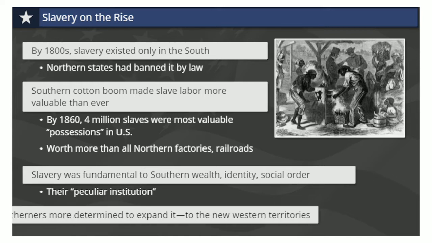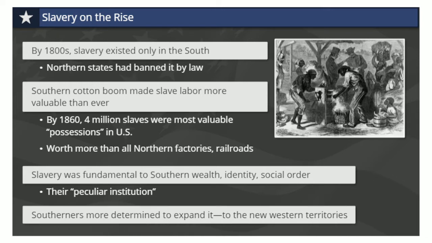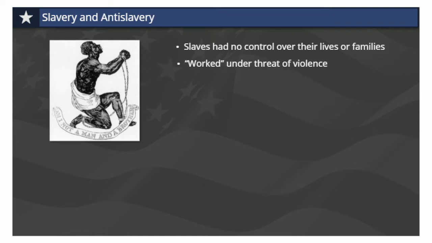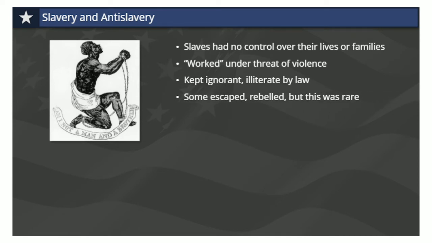Because of this, Southern politicians became determined to expand slavery to the new Western territories that had become part of the U.S. in the 1840s. Slaves in America led generally wretched lives and had no control of their fate or that of their families. They could be bought and sold for any reason, and family members could be separated at any time. Slaves worked under constant threat of violence, and they were kept ignorant and illiterate, unable to read or write, by law. Some slaves managed to escape or rebel, but successful attempts to do so were rare.